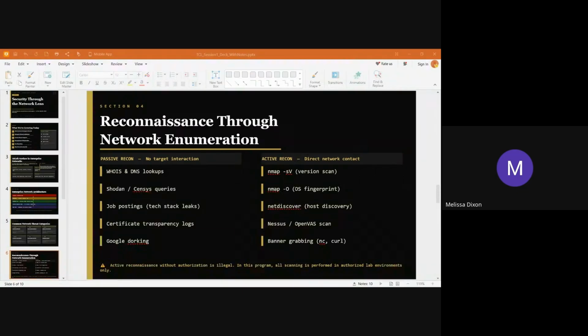So active recon without authorization is illegal. In this program, anyway, every scan you run is inside our lab environment against machines we own or have explicit permission to scan. You never use these tools against live targets without written authorization, because at that point, you're no longer ethical if you do it. Because basically that's the difference between ethical and non-ethical: permission, right?